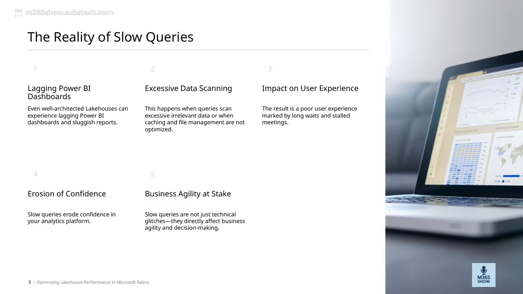Most of these slowdowns happen because queries are scanning excessive amounts of irrelevant data, or because caching and file management aren't optimized. Even in well-architected lakehouses, you might see lagging Power BI dashboards or sluggish reports. These performance issues directly affect how quickly and effectively your team can make data-driven decisions. So, addressing these slow queries is crucial to maintaining agility and ensuring your analytics platform supports your business goals.